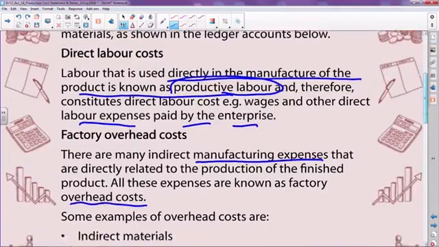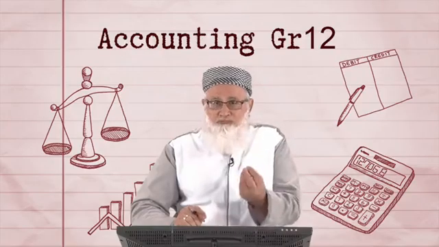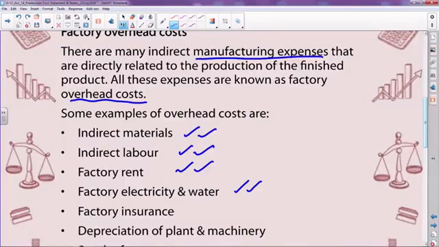Let's take an example of some of these. What are these? Indirect materials, indirect labor, factory rent, factory electricity and water. I want you to see the common terminology here. And these are what you must pick up in the exams. The moment it gives you the word factory, it indicates to you that it deals with a factory overhead.